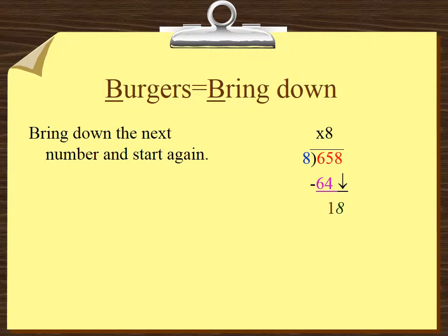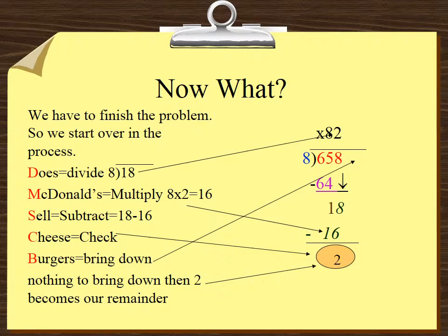So we bring down the 8 and now what? We have to finish the problem, so we start over in the process. Does equals divide. 18 divided by 8 is 2. We put the 2 on top. McDonald's equals multiply. 8 times 2 is 16. So we put 16 under 18 and subtract. Sell equals subtract. So 18 minus 16 becomes 2.